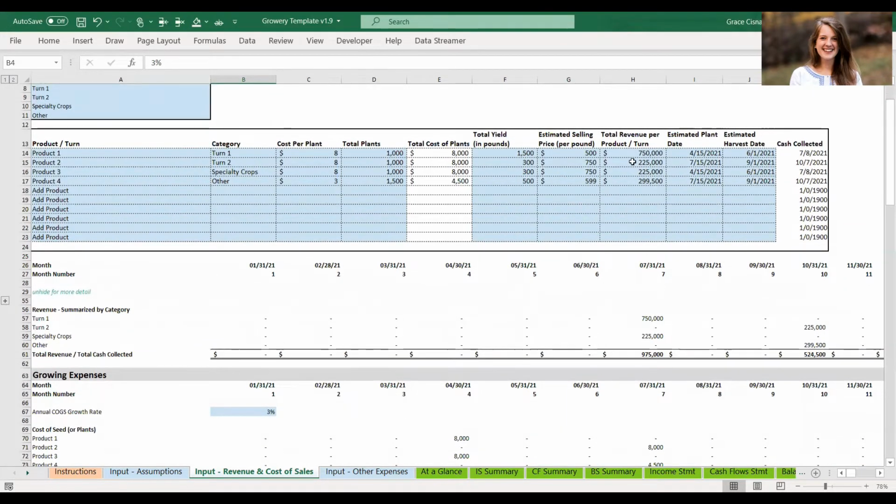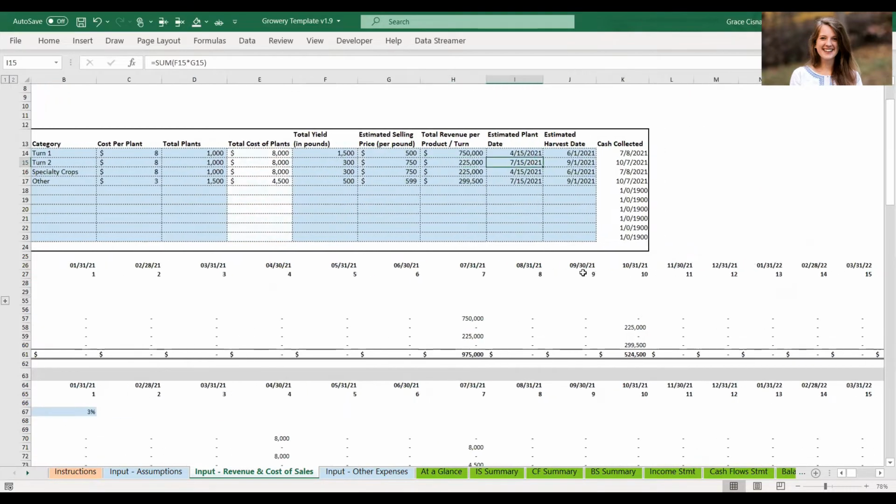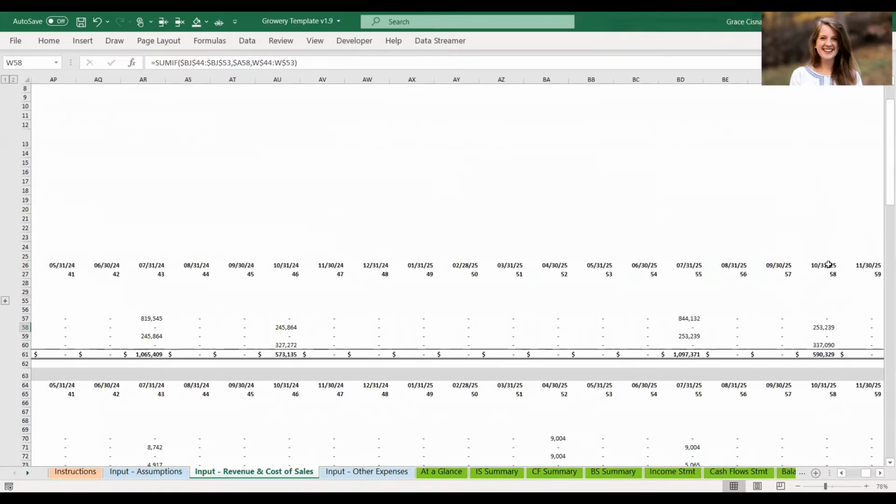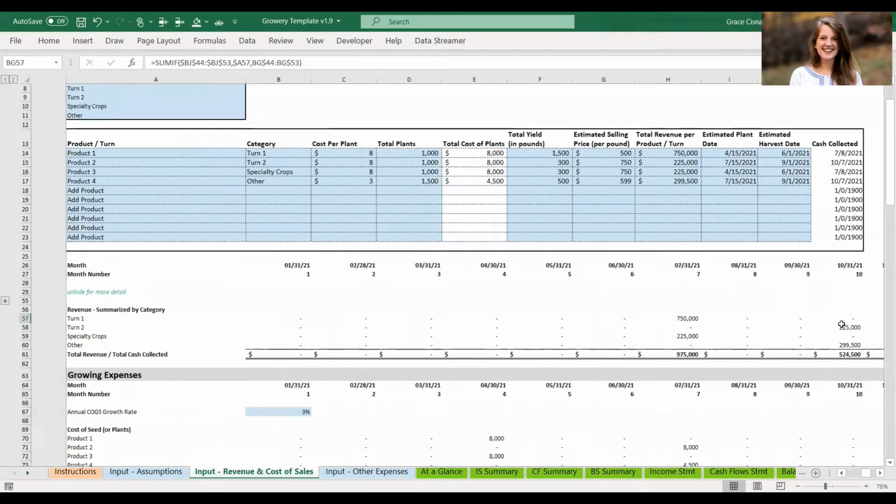So we see that here. Line 2, this is our turn 2 category. That's the only product we have in turn 2. We've got $225,000 in revenue, and the cash collected here is in month 10. So we can see there's that $225,000 in month 10, and it will happen again in the 10th month of the second year, increasing obviously at that same 3%, and again in the 10th month of the third year. So you can see that it follows that same pattern each year.